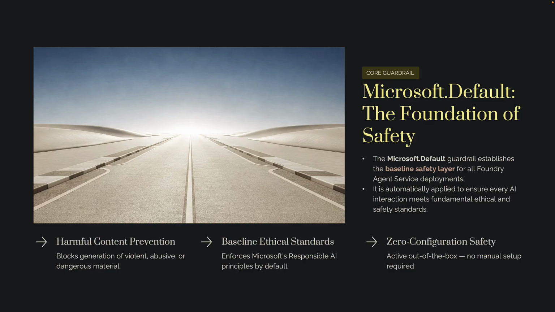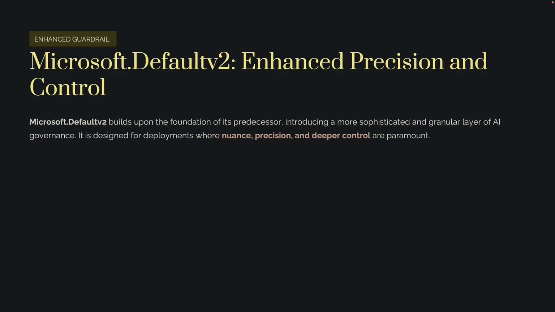Then the last but not the least is zero configuration safety. It is active out of the box. As I said, as you create an agent, it will automatically be attached to this as well. So no need to configure filters or define policies. It works immediately on deployment, right? And now there was an improvement. There was a big improvement from default to version V2, and we will take a look at that now.